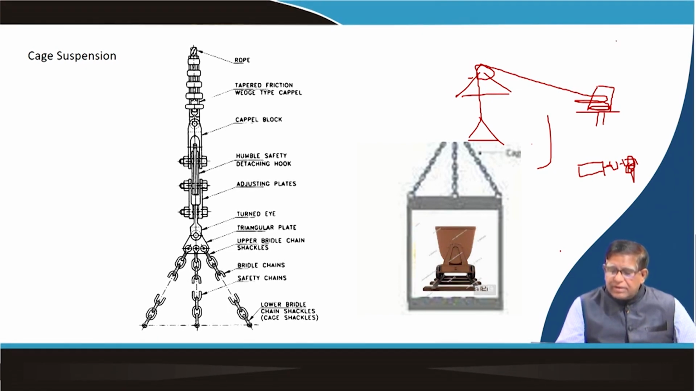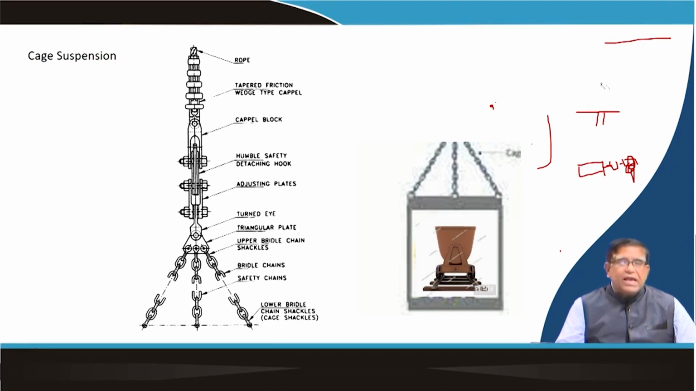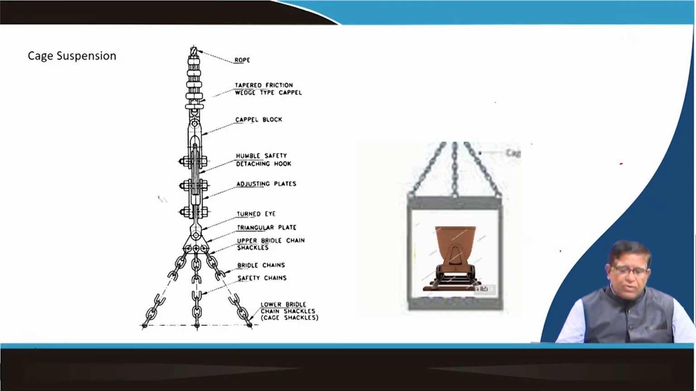when it reaches a particular level, they will allow the rope to go, but the cage will be kept suspended over here by this safety plate, so that the cage does not fall, because if the cage falls, then it will go down the shaft, and that will be a disaster. So, for all this reason, you will have to have this suspension gear, which has, as I said, safety arrangements.